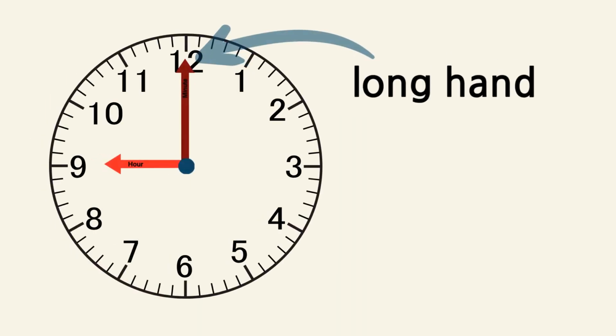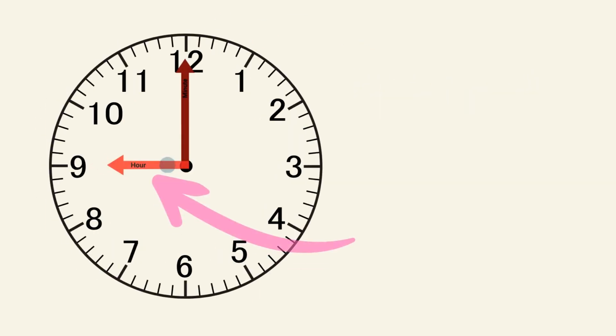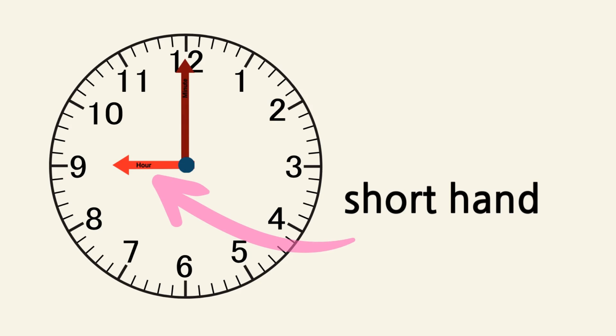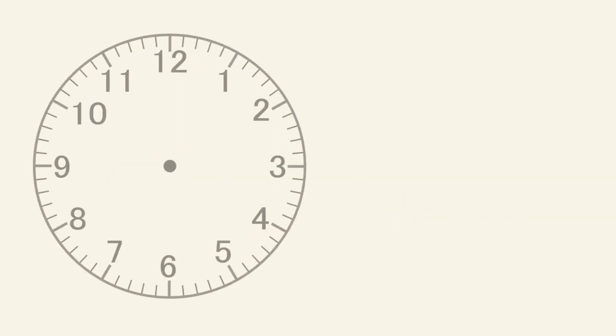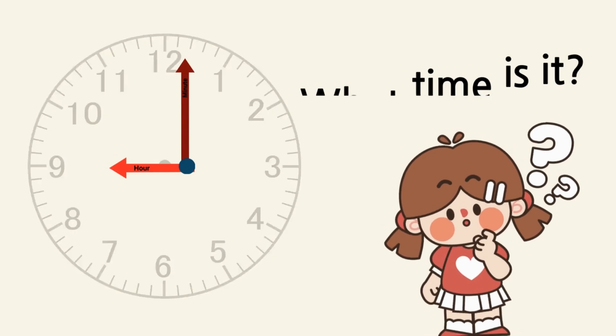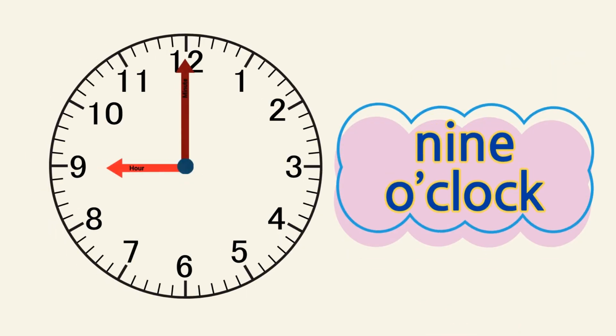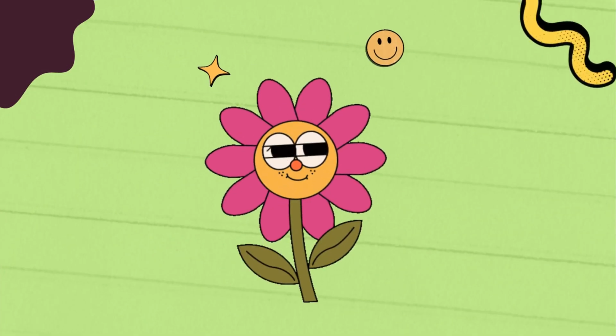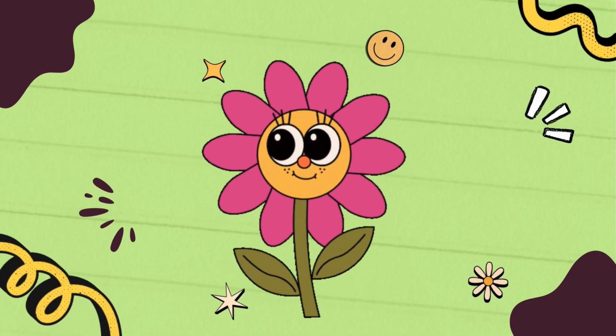The long hand is on 12, and the short hand is on 9. What time is it? Ding dong dang. It's 9 o'clock. Oh, I see. I want to learn even more.